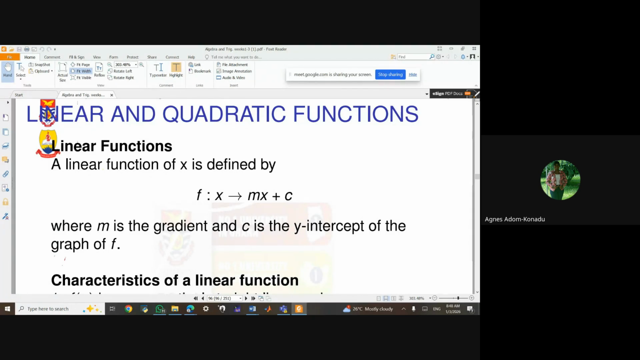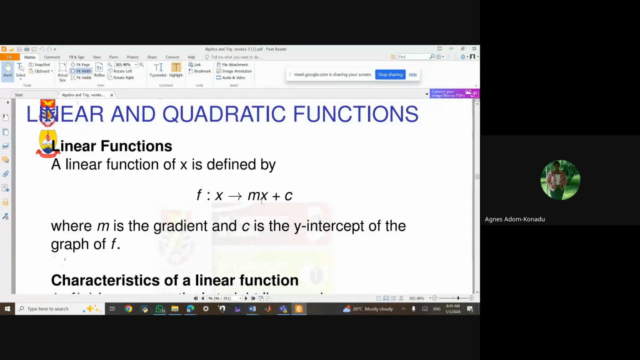So the next thing we want to look at, we have linear and quadratic functions. Okay. So when we talk about a linear function, I hope you know linear functions. So as I said, we are still revising. A linear function of x is defined by f of x is equal to mx plus c. You've seen this one before, right?